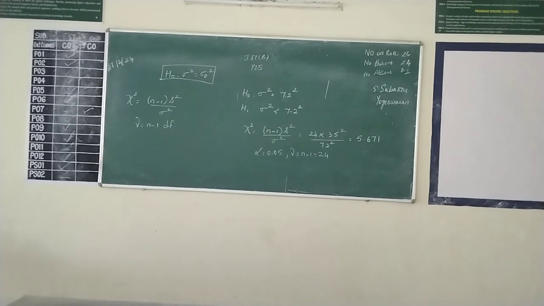You are accepting H naught, ma. Accepting H naught means you are saying that sigma square will be only 7.2 square. Okay, the meaning: claim is accepted or not accepted? Not accepted. Only in H1 you have said that sigma square will be less than 7.2 square. Compared to the statement, we have rejected that one. So whether the claim can be accepted? No, the claim cannot be accepted.